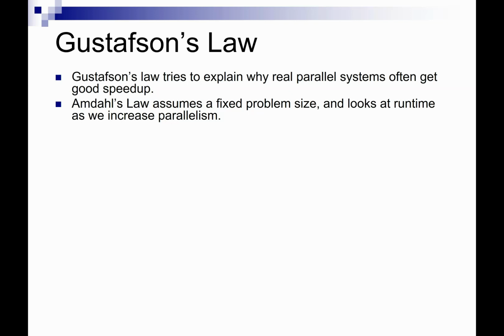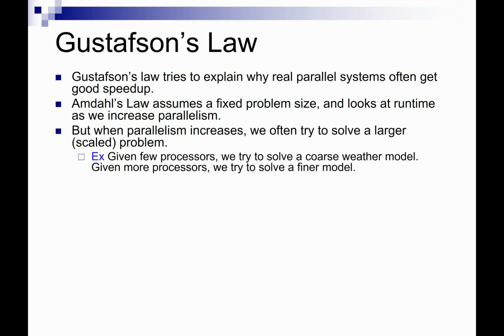The reason Gustafson's law is different from Amdahl's law is that it makes a different assumption. Amdahl's law assumes that we have a fixed problem size, a fixed problem consisting of a sequential part and a parallel part. The only thing that you vary is the number of processors that you use. You fix the problem, increase the number of processors, and look at your speedup, and then it gives an upper bound on that speedup.